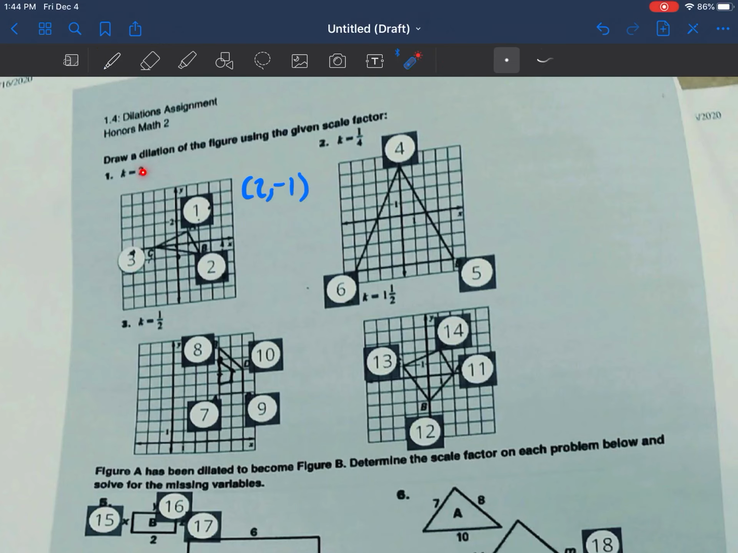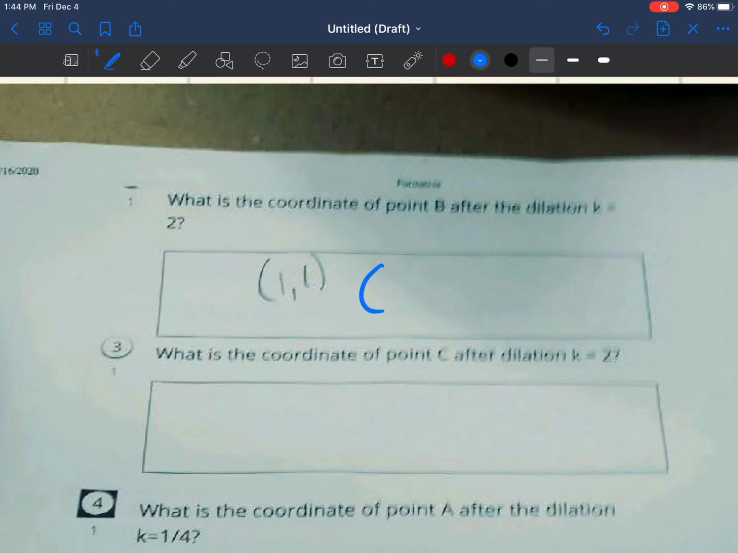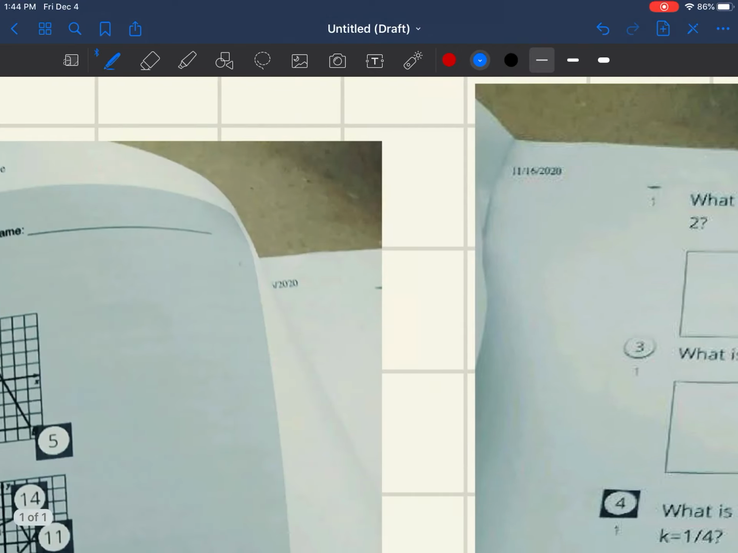Again, it is a scale factor of 2, so I'm going to take each of these numbers and I'm going to multiply by 2. 2 times 2 is 4, and negative 1 times 2 is negative 2. And that is the answer to number 2. 4, negative 2, and you just come over here and put in that answer. 4, negative 2.